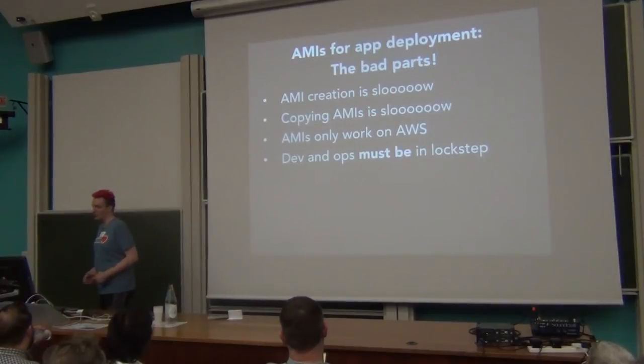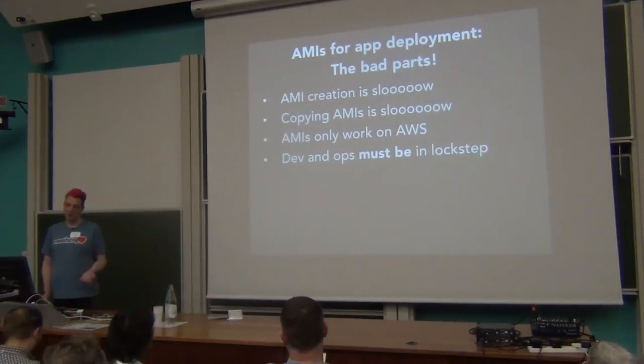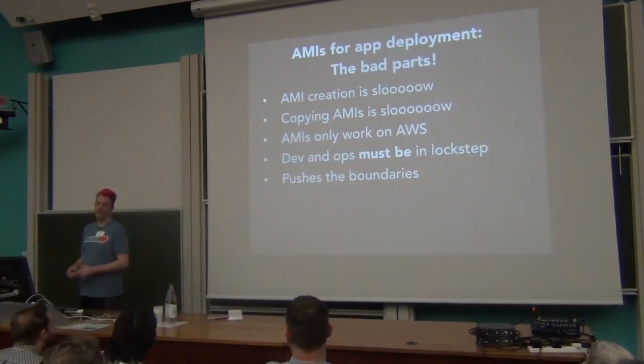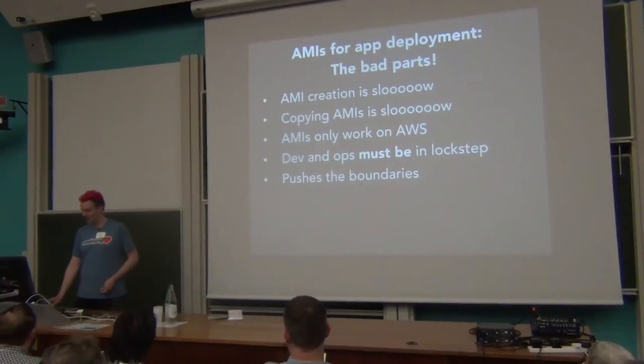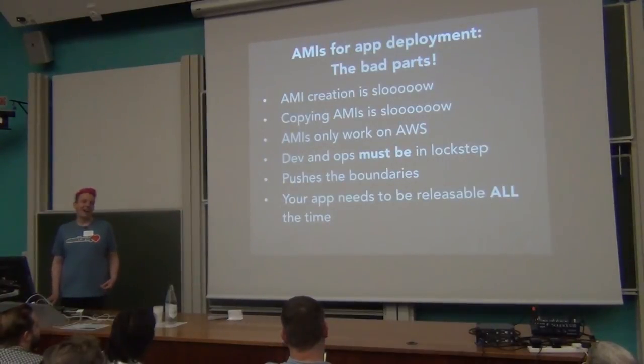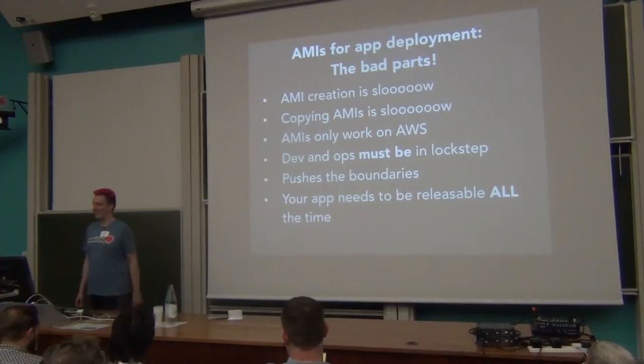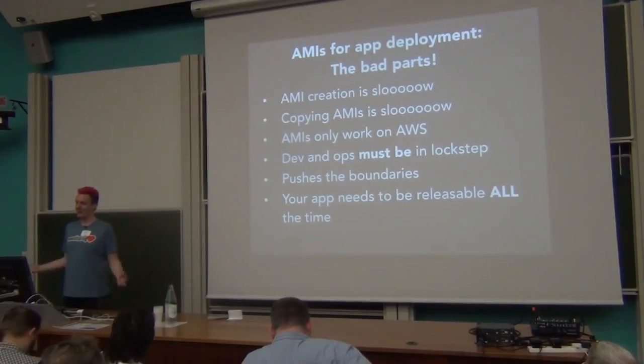Only works on AWS, sucks. DevOps has to be in lockstep. The only way you can push a new application is to push a new version of the machine image. So this is where it gets scary, when you start scaring the developers. You're like, I need to make infrastructure changes. I need to push a new version of your application. And they're like, but the app's broken at the moment. And you're like, well, production's broken at the moment. What are we going to do, guys?